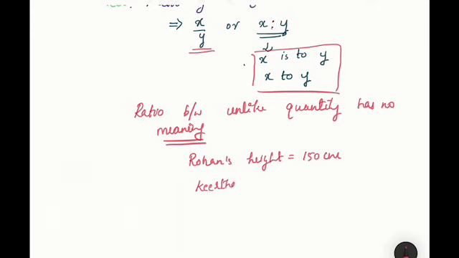Kirtan's weight is 45 kg. So here you see, this is in centimeter and this is in kg. So you cannot compare them. You cannot take the ratio between them. Instead, if Kirtan's height was given, you could compare them. So this is the meaning of both quantities must be of the same kind and same time.